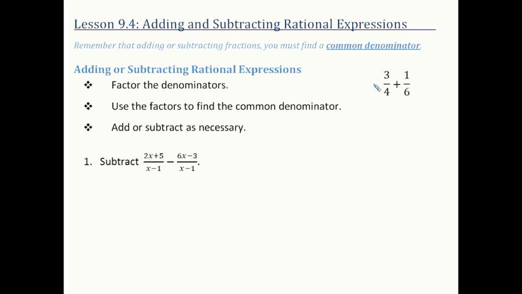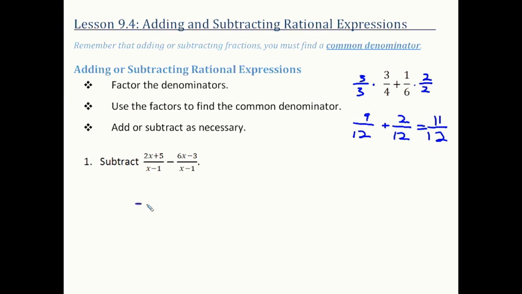And so here we can multiply this side by a 3 over 3 to get 12, which would give us 9/12. And on the right side, we can multiply this by 2 over 2, and that would give us 2/12. And then we could add those to get 11/12. And so we're going to be doing the same idea when we add or subtract rational expressions.